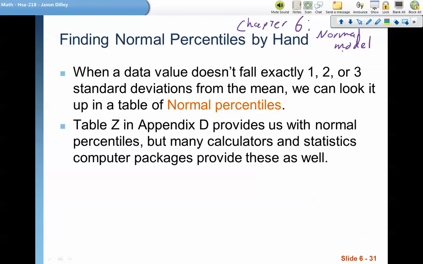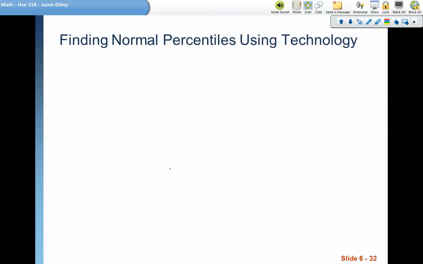Now, any statistics book you have is going to have a bunch of tables in the back of the book where you can look at these normal percentiles. However, most calculators and statistics computer packages provide these as well, and that's what we're going to concentrate on in this video, mostly because people don't generally use those tables anymore, right? We live in the 21st century, and we have technology that assists us with this. So that's how we're going to be showing it in this video.